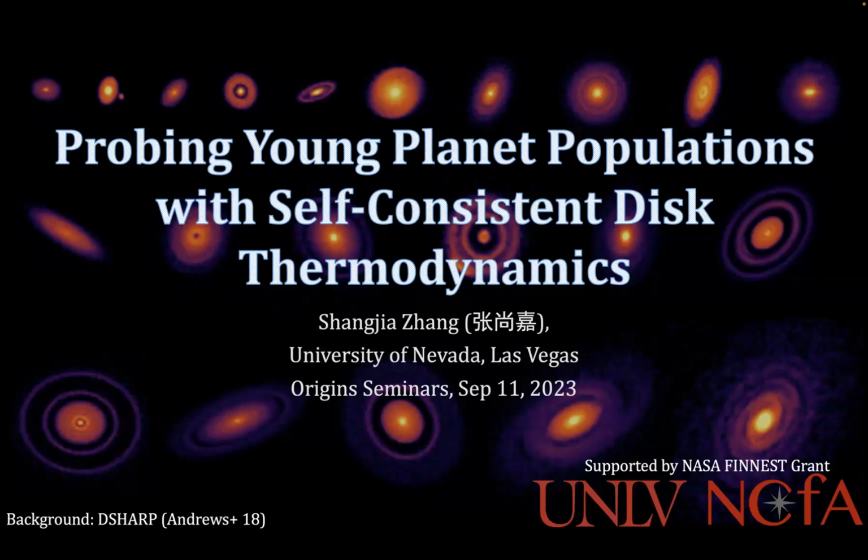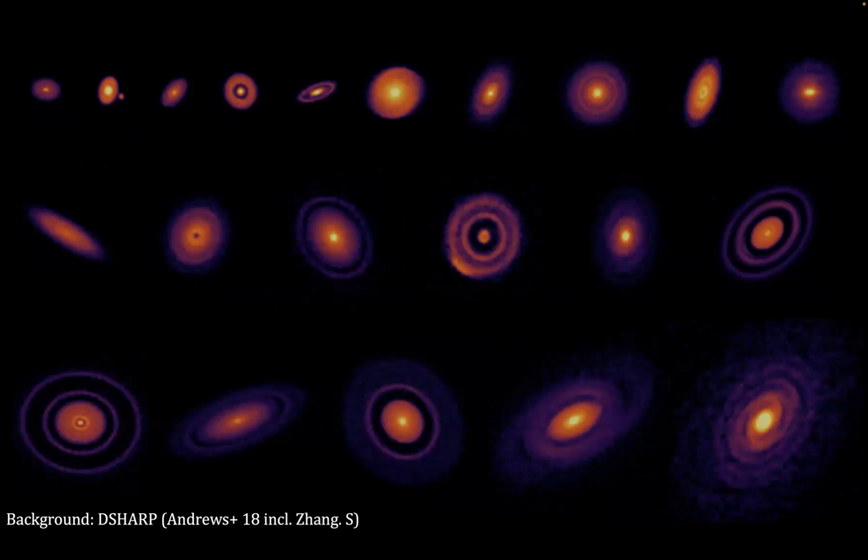So let's start with these kinds of images in the background. These are protoplanetary disks, and they are the forming site of young planets. In order to study planet formation, we better understand those protoplanetary disks. Specifically, for these around 20 disks.